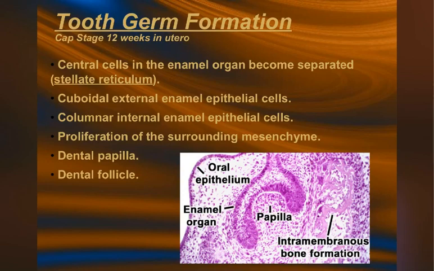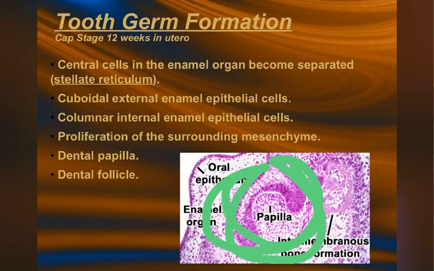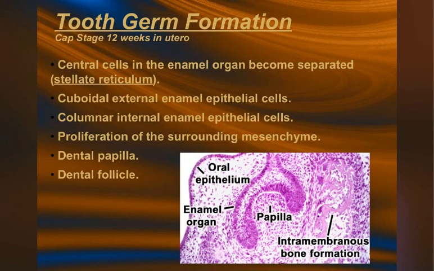The dental papilla will give rise later to the pulp and dentine. The enamel organ will give rise to enamel, and the dental sac or follicle will give rise to cementum, periodontal ligament, and alveolar bone.